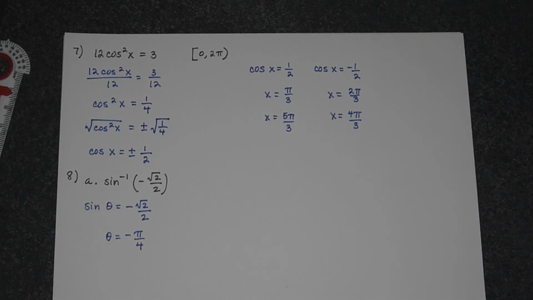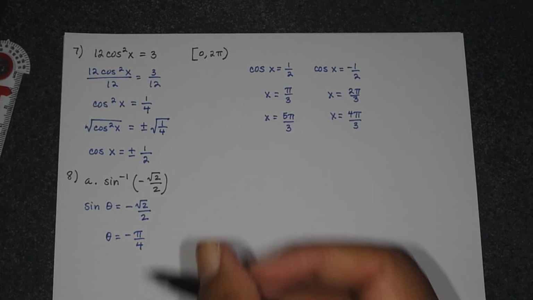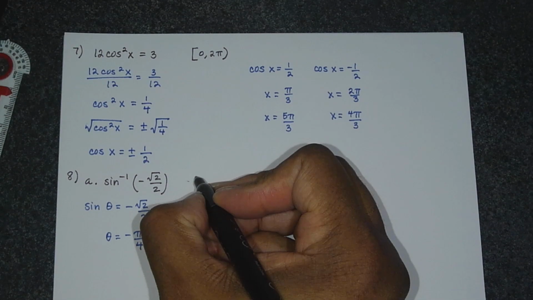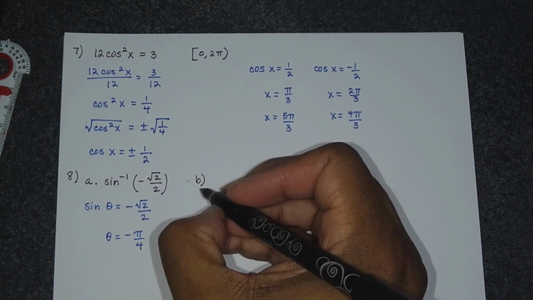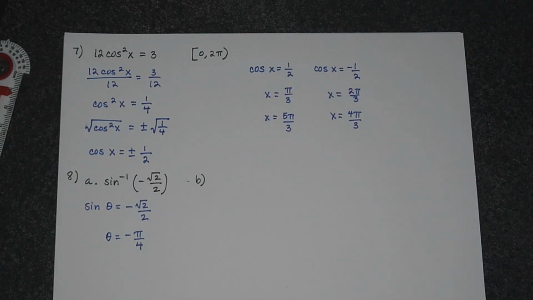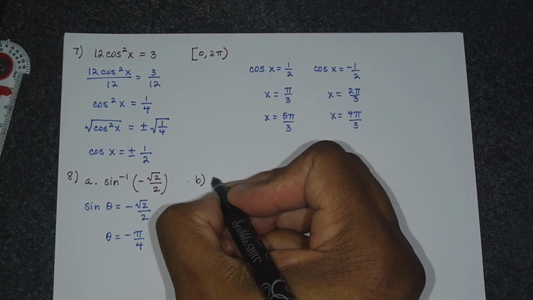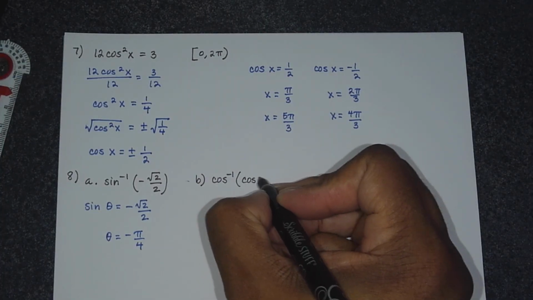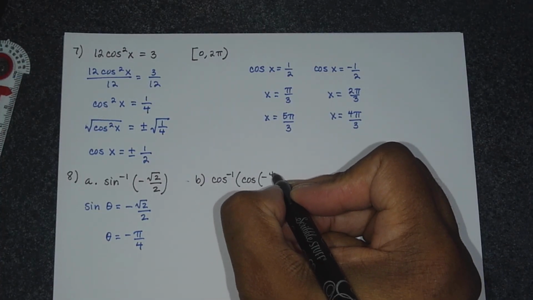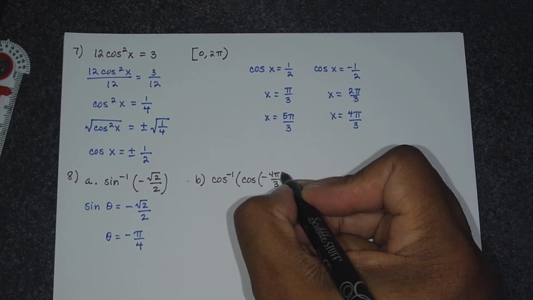Okay. Are there any questions about part A? All right, now part B is this. The inverse cosine of the cosine of negative 4 pi over 3.